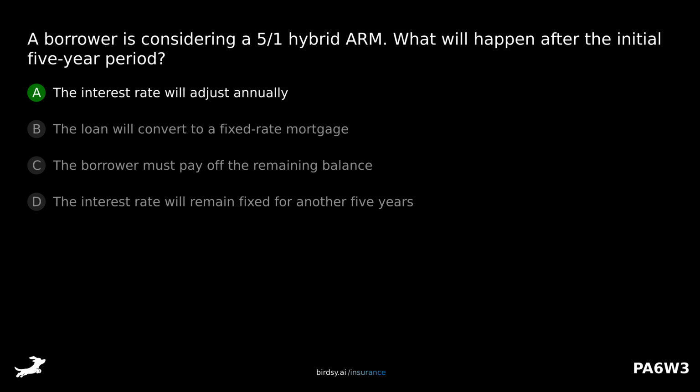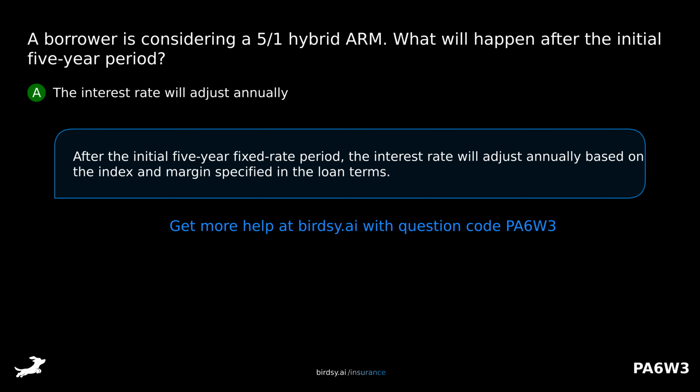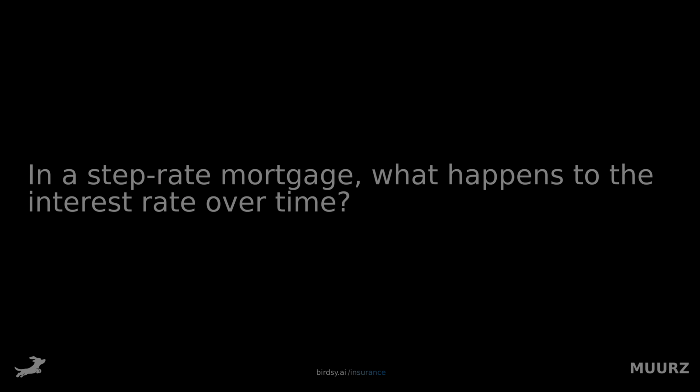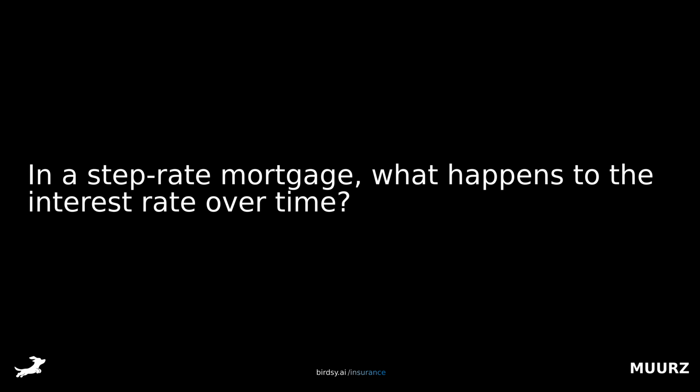The answer is A, the interest rate will adjust annually. After the initial 5-year fixed-rate period, the interest rate will adjust annually based on the index and margin specified in the loan terms. In a step-rate mortgage, what happens to the interest rate over time?